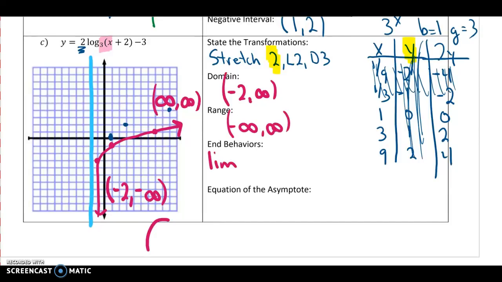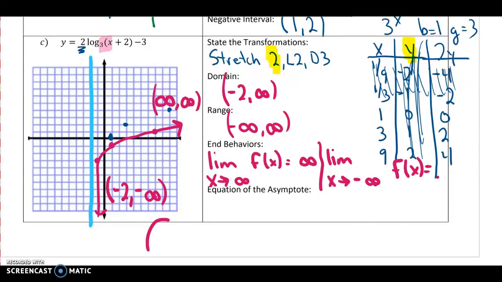My end behavior, because x is approaching infinity. And when I do the other end behavior as it approaches negative infinity, again, it doesn't do that. So don't leave it empty. Please state that you realize that it's not going to happen. And this time my asymptote, my wall, is at x equals -2.